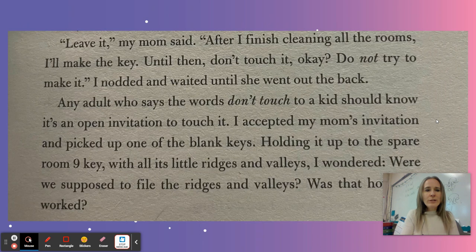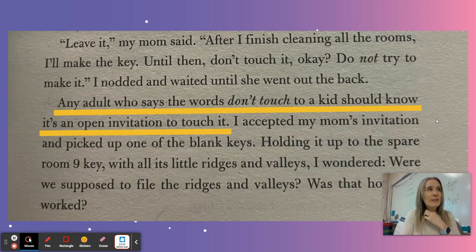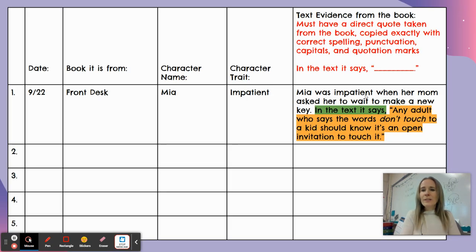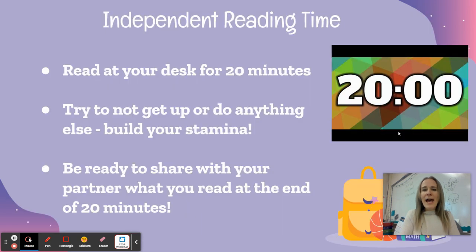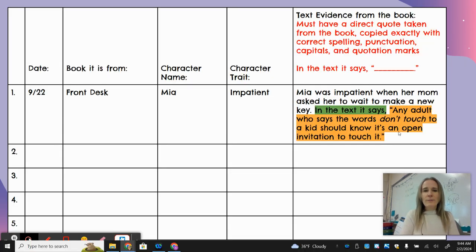So the last thing you're going to do is find the text evidence that shows that character trait. So any adult who says the words "don't touch" to a kid should know it's an open invitation to touch it. So that's showing her mom asked her to wait. She decided to not wait. Okay, so we would say Mia was impatient when her mom asked her to wait to make a new key. In the text it says, comma, quote, any adult who says the words "don't touch" to a kid should know it's an open invitation to touch it. So that is how you would fill out that chart.